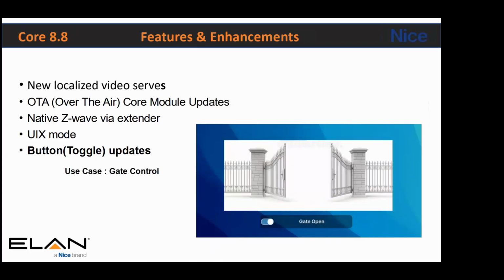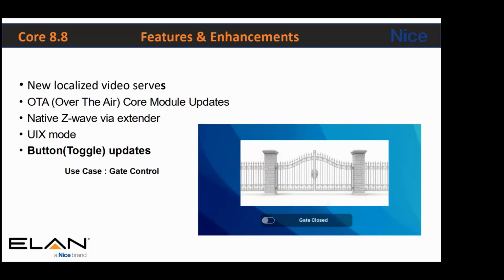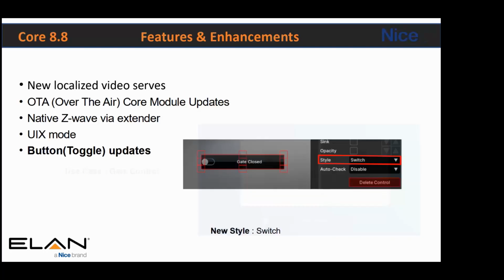So for instance, if I have a gate, and it's not a very good picture, but you get the idea. That's a toggle button, right? And it says gate open. Instead of having it just say gate, and you'd have to look at the picture to know, it'll actually change the button verbiage for you. And the new style switch, right? You just saw that there, but instead of the style being that line at the bottom, I can have it be the switch. It's a better way of showing the active state of the button, if I wanted to, is to use that.